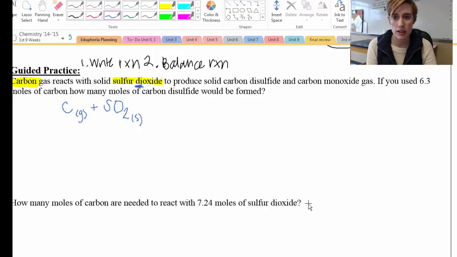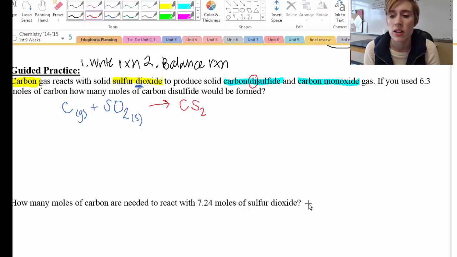Well, what are my products? It says I'm producing, so that's my hint that I'm about to hear what my products are. I'm producing solid carbon disulfide, and I'm producing carbon monoxide gas. So let's write out our products now. I draw my arrow, and then I'm going to write out my products. Carbon and sulfide is sulfur. The di is a hint that there's 2 sulfurs. Again, that's a covalent compound, and so I don't really have to even out charges.